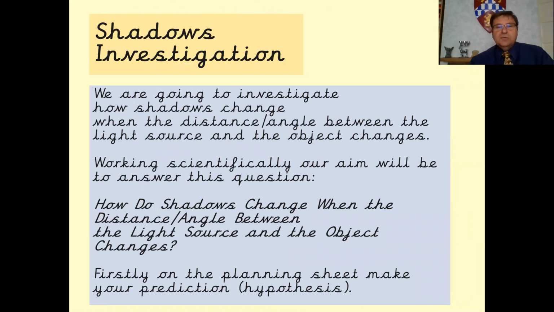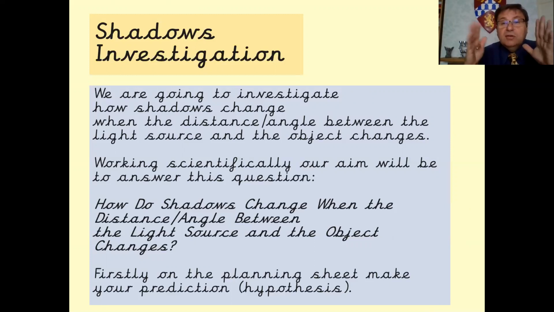So, our shadow investigation. We're going to investigate how shadows change when the distance or the angle between the light source and the object changes. We're going to be working scientifically, and our aim will be to answer the following question. You may want to write it down at the top of your piece of paper. How do shadows change when the distance or angle between the light source and the object changes?